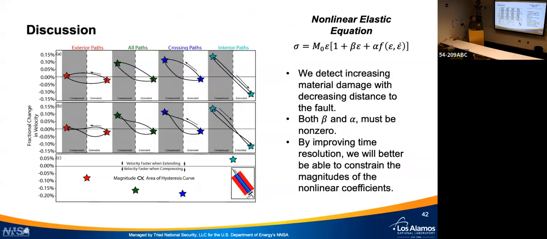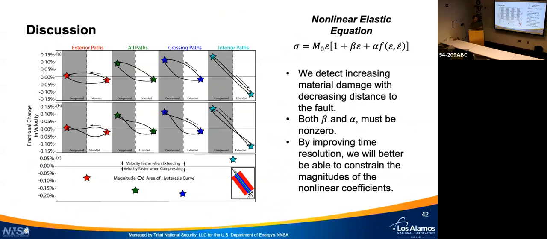And so we can think about this in terms of the nonlinear elastic equation. So we detect increasing material damage with decreasing distance to the fault because we go from here to here, and in the slope, which is essentially beta, it gets bigger. But alpha is a little bit harder to interpret because the magnitude is smaller as you get closer to the fault, but it's opposite sign as well.